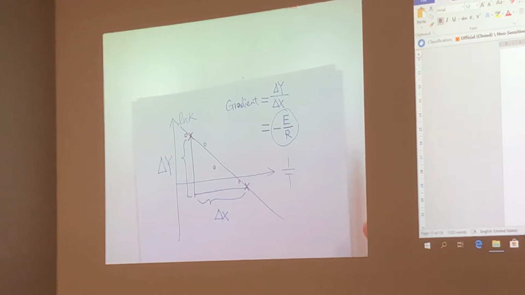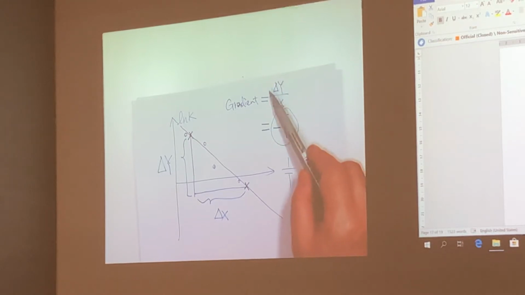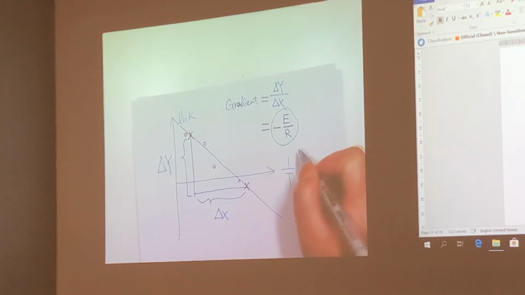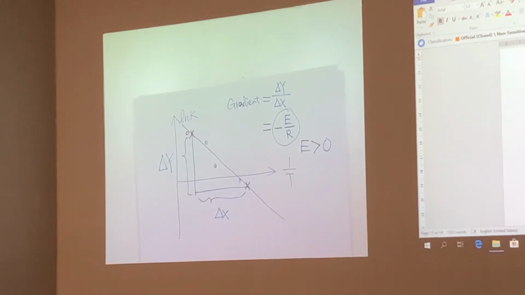Please take note, if you write delta y over delta x, should this value be negative or not? Yes, negative. Otherwise, your E is always positive. E cannot be negative. E is always positive. E refers to the energy, right? Okay, now you are clear?